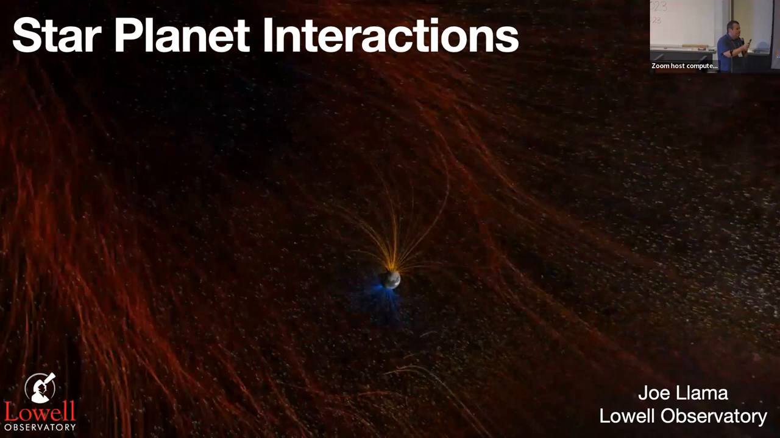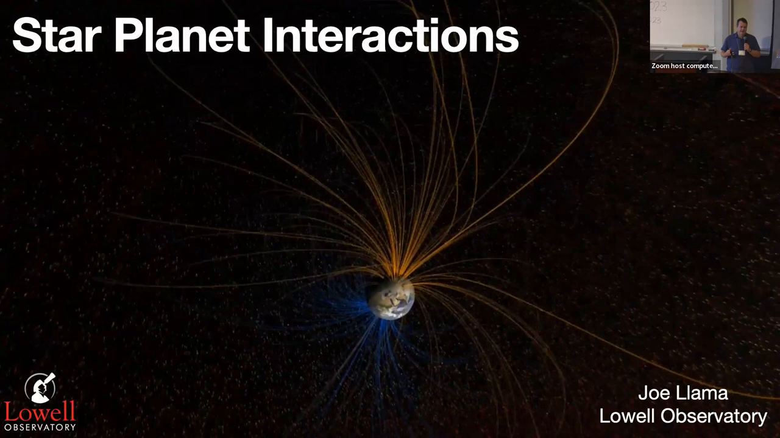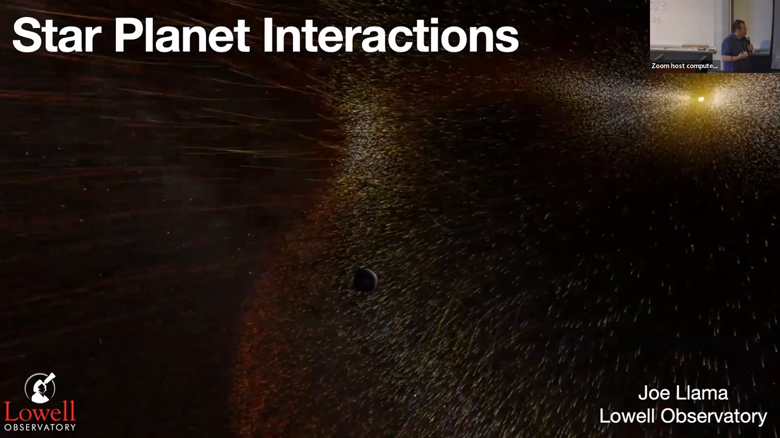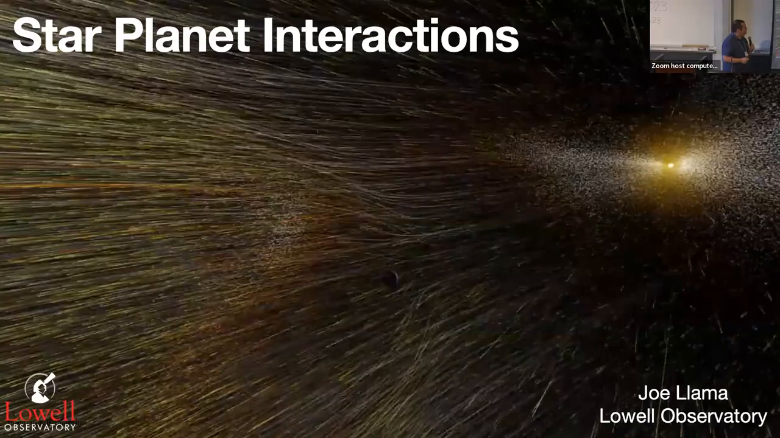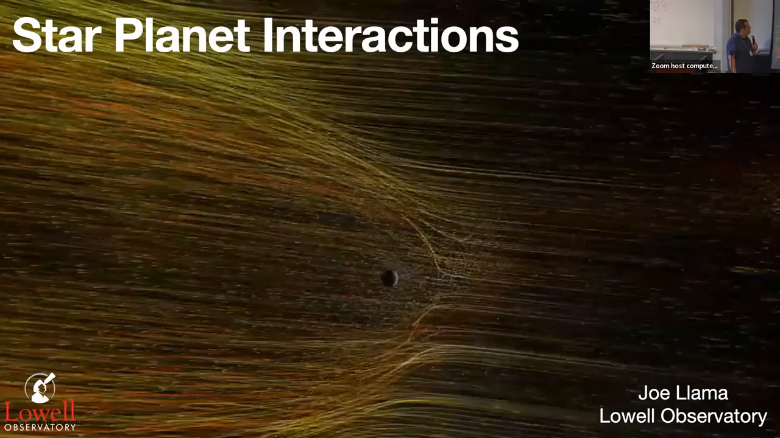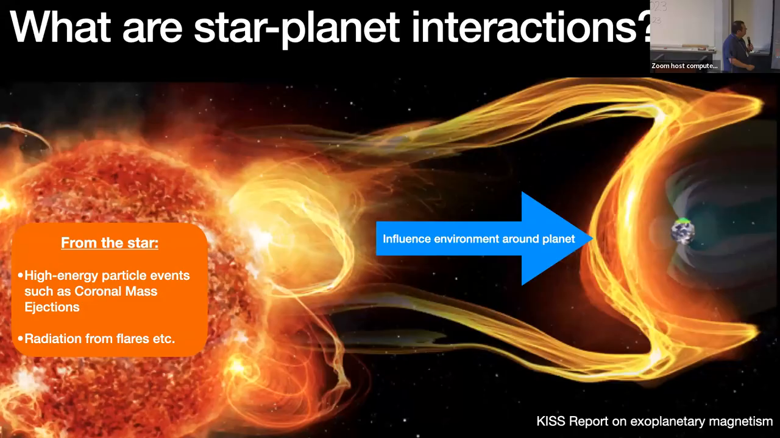And so star-planet interactions, exoplanetary magnetic fields, are really fundamental, and they can tell us a lot about things like a planet's potential for habitability. They also give us insights into the interior structure of planets, the exterior as well. And so they're a really fundamental part of the atmospheric part of a planetary picture.